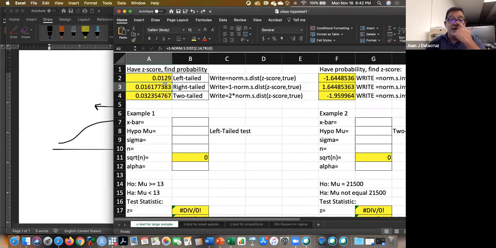So in this case, we have the C-score to find the probability for the left tail test, for the right tail test, and for the two tail test. I'm going to find the area on the curve from the negative side, and then I'm going to multiply it by 2. So that's what I did here, 2 times the area under the left tail test. So I hope this is clear.